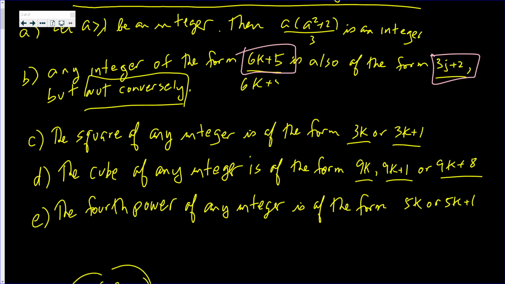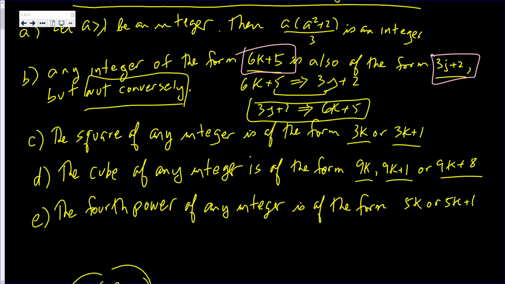The converse of 6k plus 5 implies 3j plus 2. Well, converse means just switch these two: 3j plus 2 implies 6k plus 5. This here is the converse statement, but it's not true. 3j plus 2 does not guarantee you that you'll be in the form of 6k plus 5. Okay. Next one says the square of any integer is of this form.